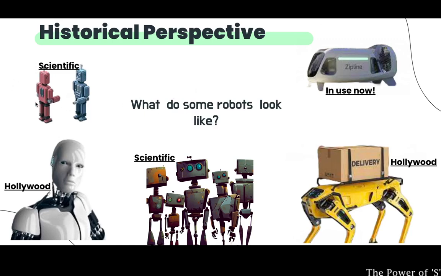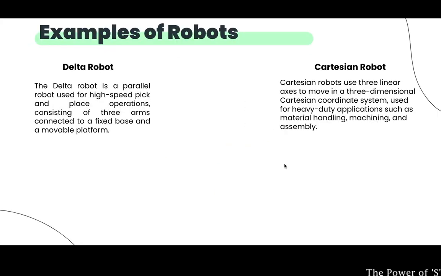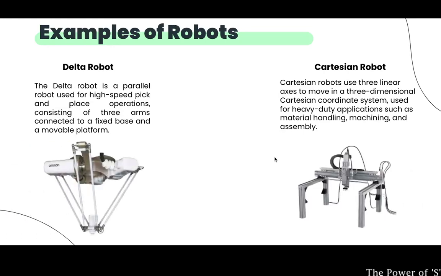Then we have scientific. So this is more of what the scientific perspective of a robot looks like. Not really as flashy, very scientific again. So examples of a robot. So we have some basic examples of a robot here. A Delta robot, Cartesian robot. As you can see, these look nothing human-like.